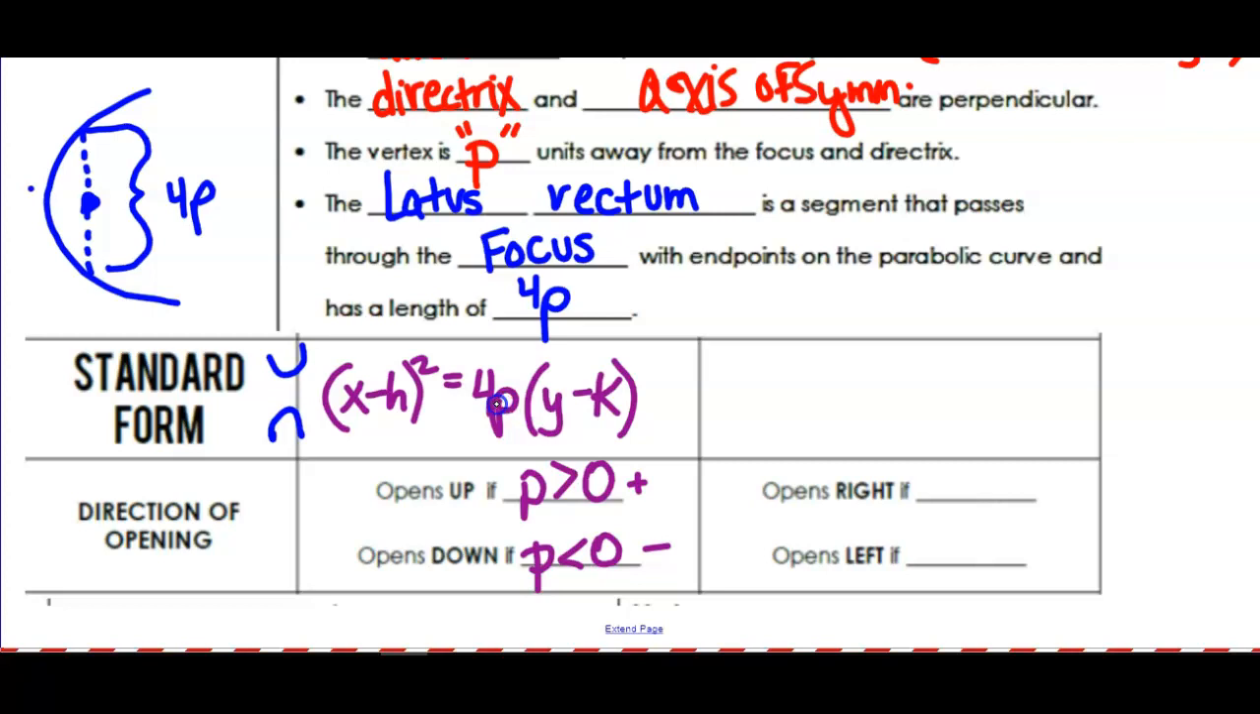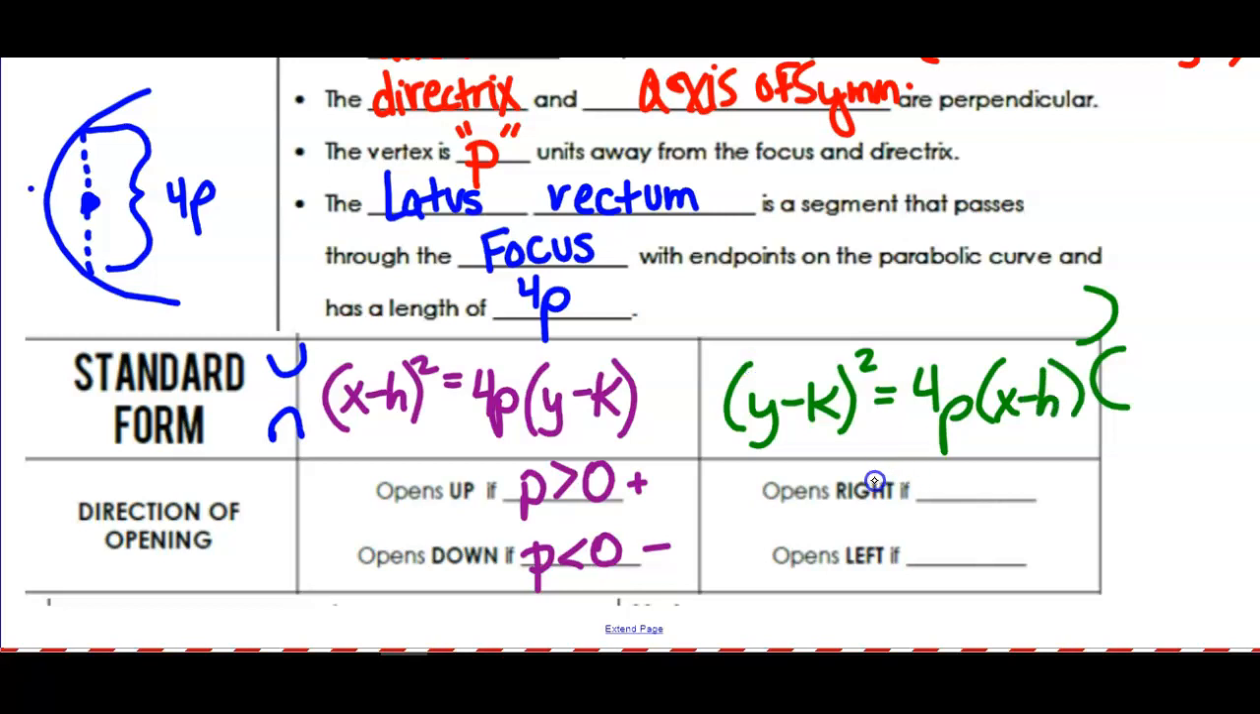The 4p will tell you how far out these points are here, and (h, k) will be the vertex. Now, when it opens sideways, this way or this way, then the y minus k is the squared quantity, and the x minus h is multiplied by the 4p. It opens right if p is positive, and it opens left if p is negative.